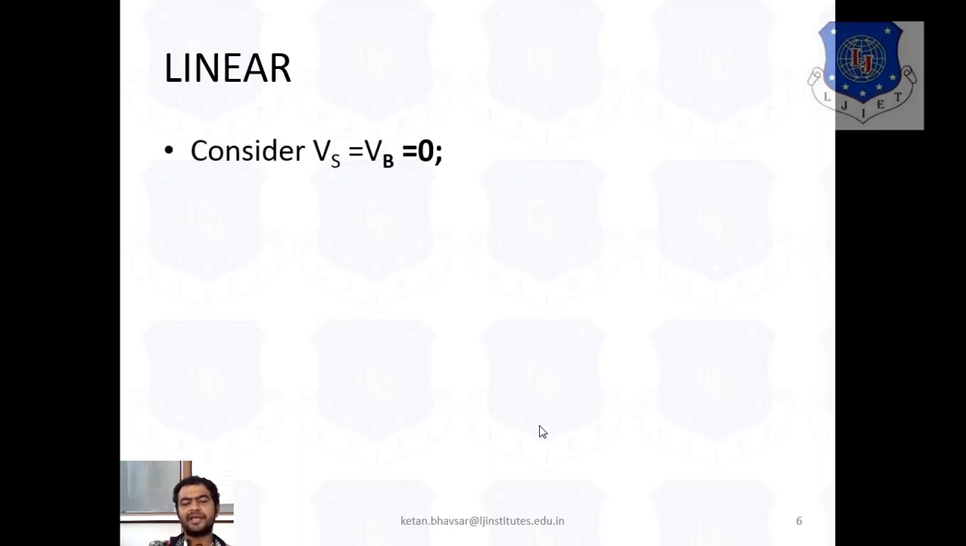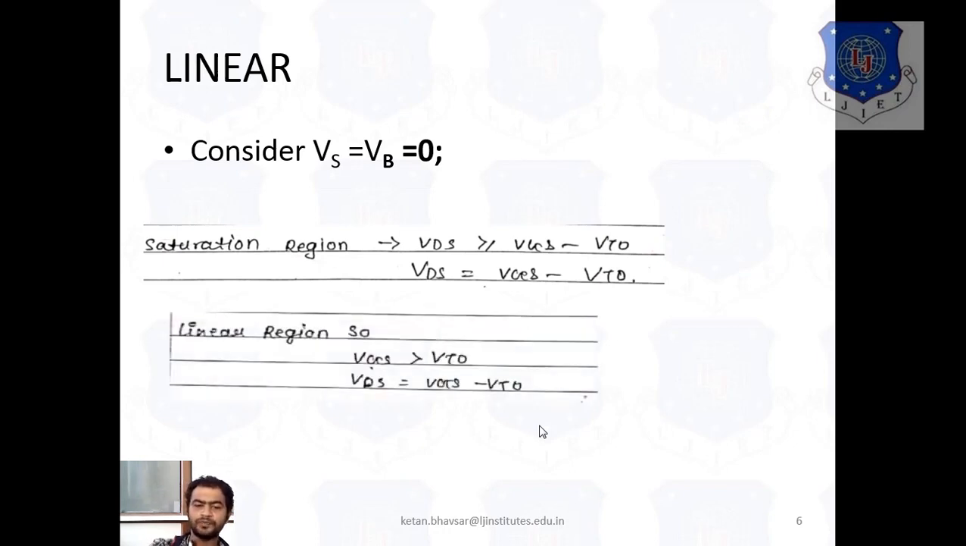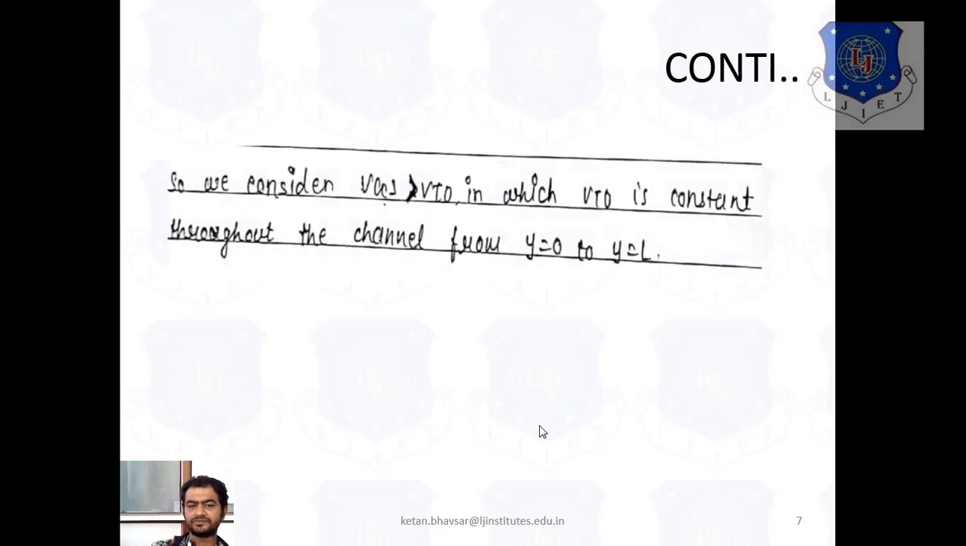In the linear region, we are talking about VS equal to VB equal to 0, so the substrate and source terminals are both 0. In the saturation region, VDS is greater than or equal to VGS minus VTO. In the linear region, VGS is greater than VTO and VDS is less than VGS minus VTO.